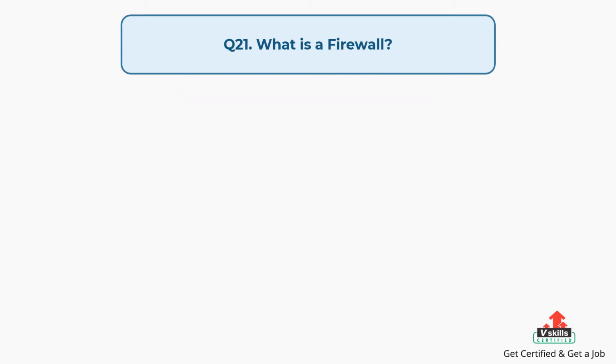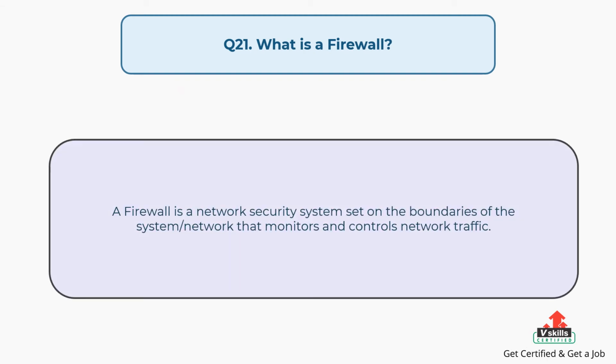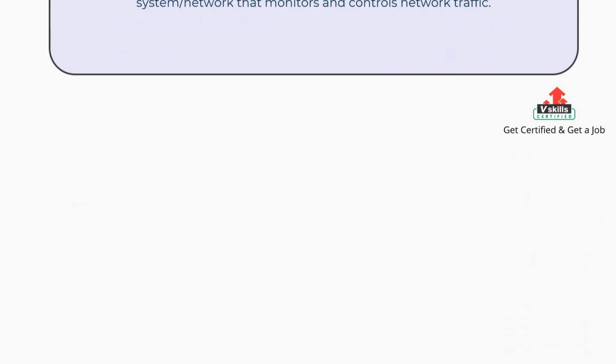Question number 21. What is a firewall? The answer is: a firewall is a network security system set on the boundaries of the system or network that monitors and controls network traffic.